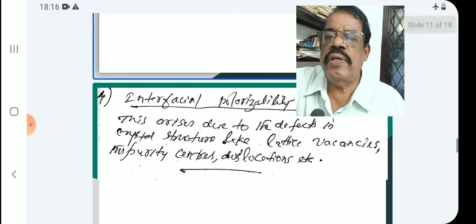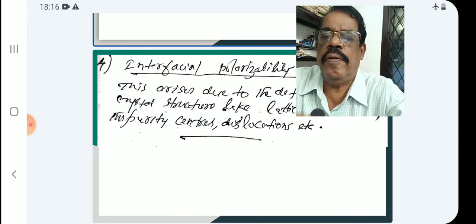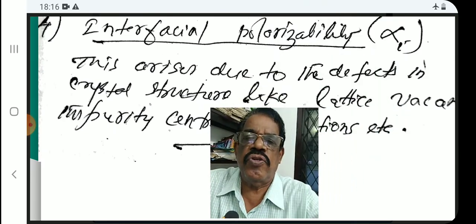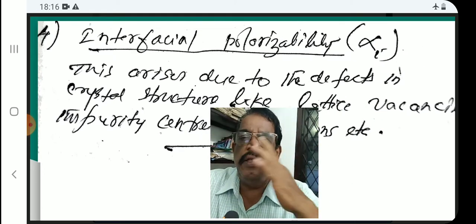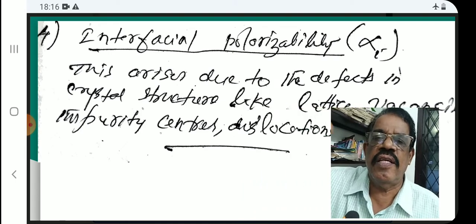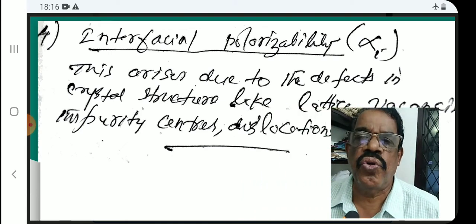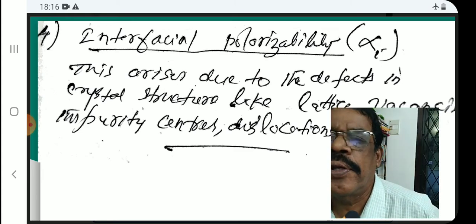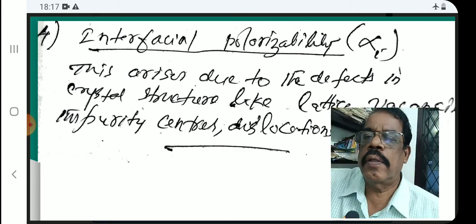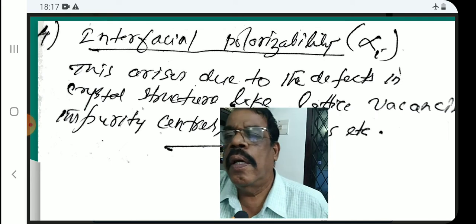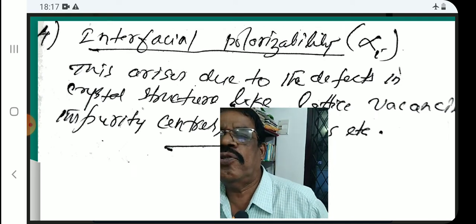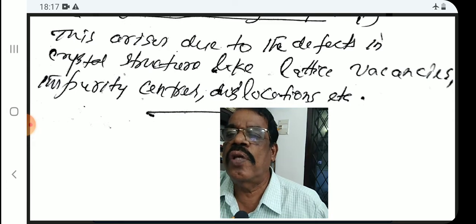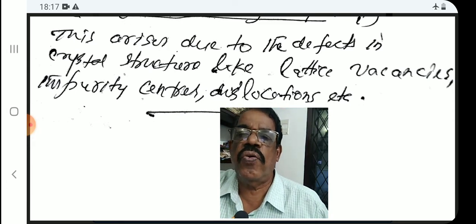Now comes interfacial polarizability. This usually happens in impure dielectrics, impure salts, impure crystals. Interfacial polarizability we write as alpha I. This arises due to defects in the crystal structure like lattice vacancies, impurities, fringes, dislocations, etc.